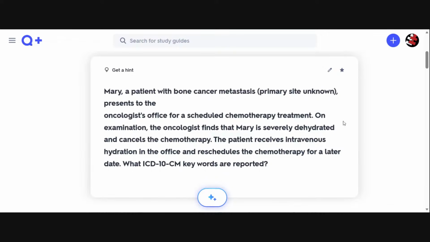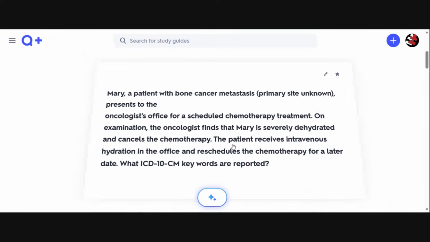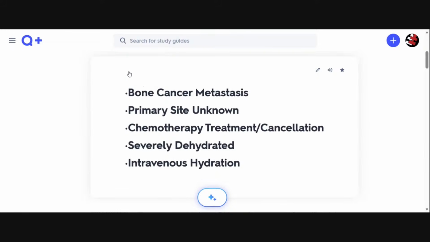All right. Indeed. Great job, everyone. So, yes, bone cancer metastasis, the primary site unknown. We have our chemotherapy treatment and the cancellation. We have our severely dehydrated, and then we have our intravenous hydration. So if you put any of those in the chat, which pretty much everyone did, great job.